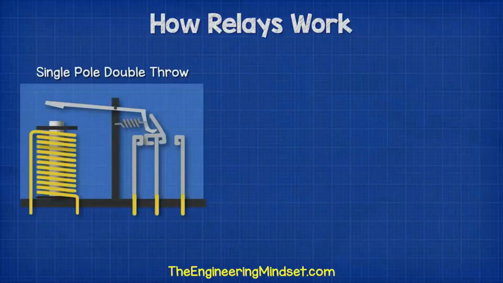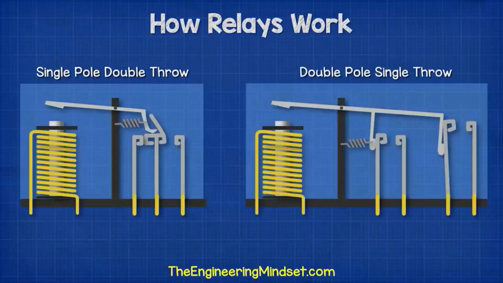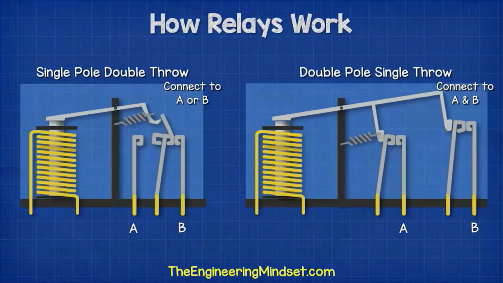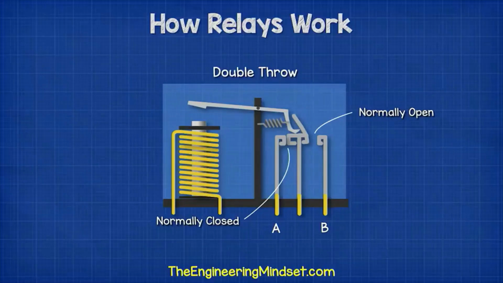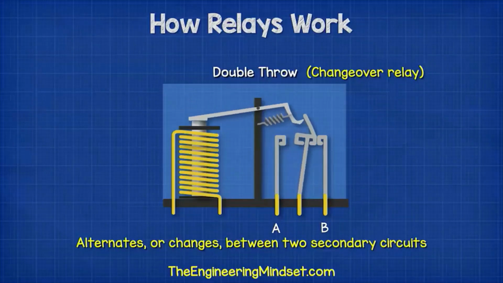When dealing with relays, you'll often hear the term throws. This refers to the number of contacts or connection points. A double throw relay combines a normally open and a normally closed circuit. A double throw relay is also called a changeover relay, as it alternates or changes between 2 secondary circuits.